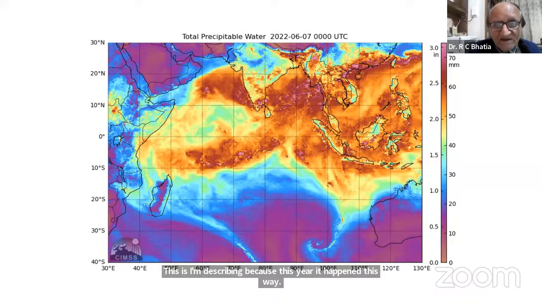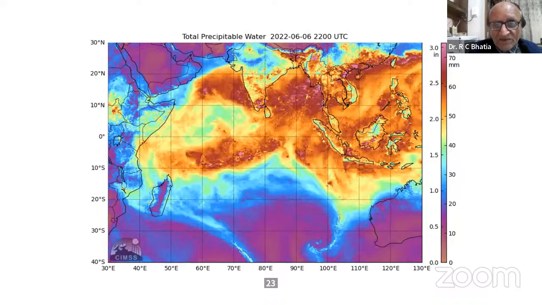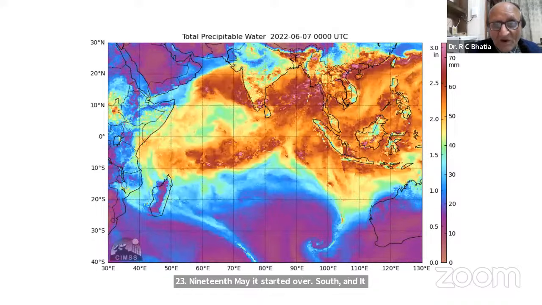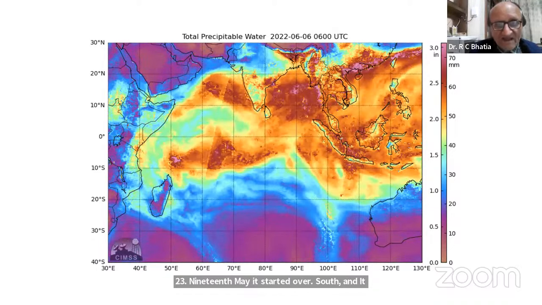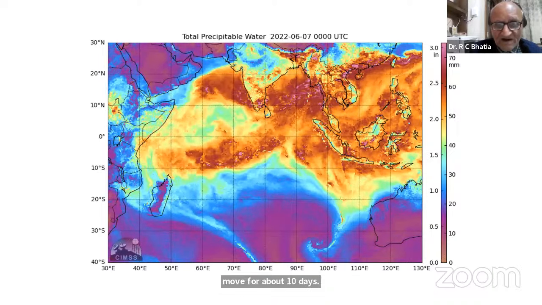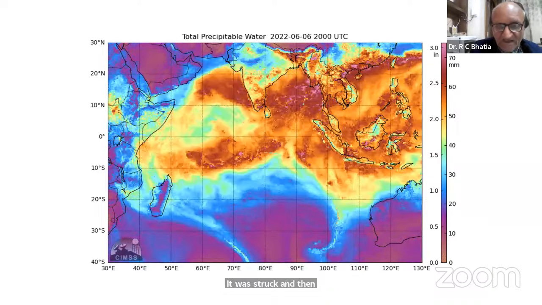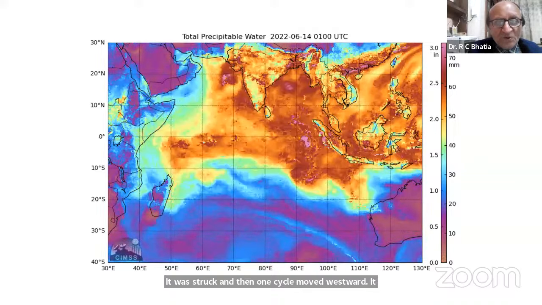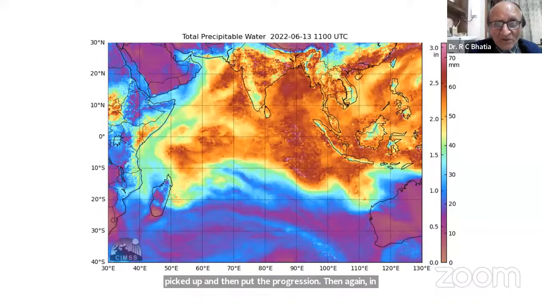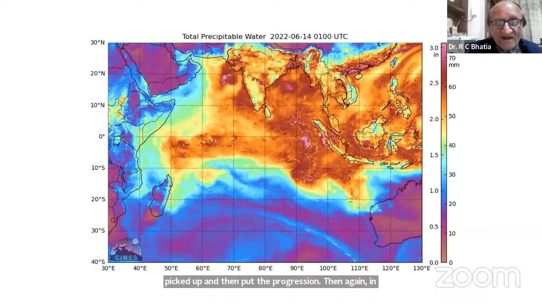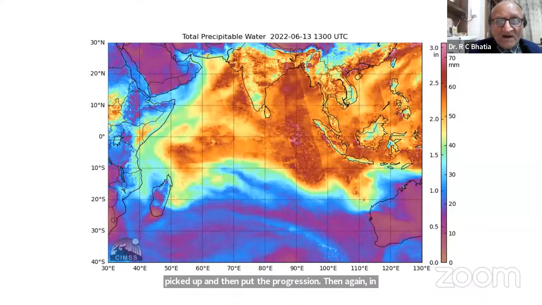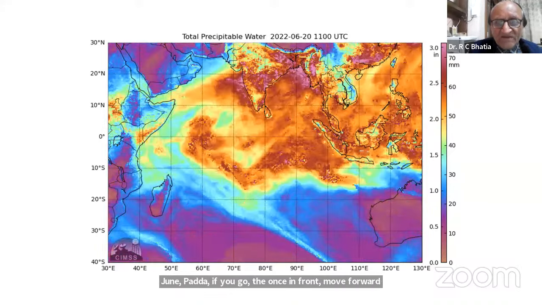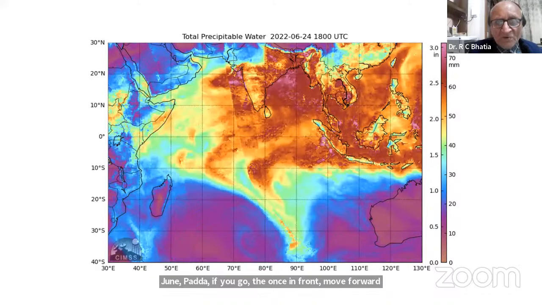19th May, it started over Southeast Arabian Sea and it didn't move for about 10 days. It was stuck. And then once the cyclone moved westward, it picked up and then further progression went. Then again in June, if you go further, the monsoon current moves forward, further northward. And of course, I'm just picking up a week, up to maybe one or two more.